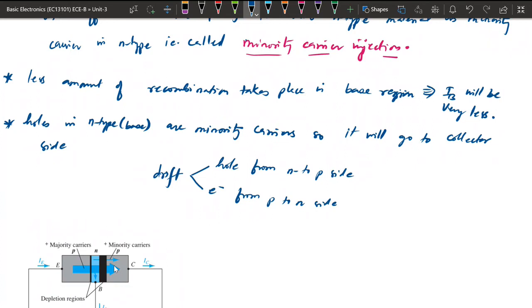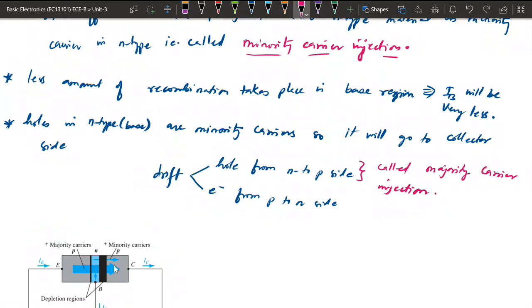Okay, so this movement of holes from the n region to the p region is called majority carrier injection.